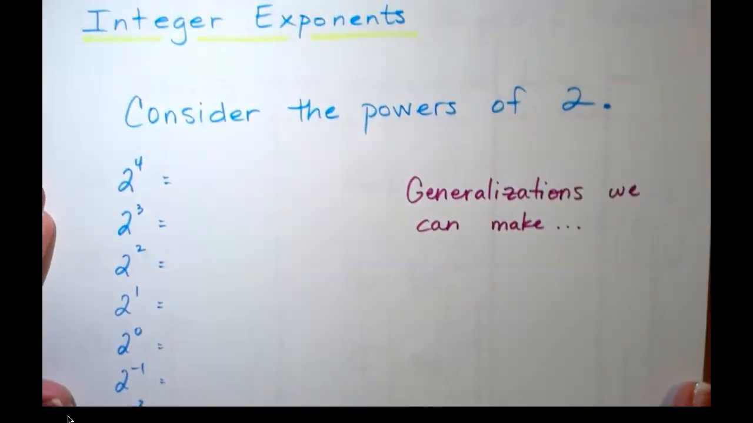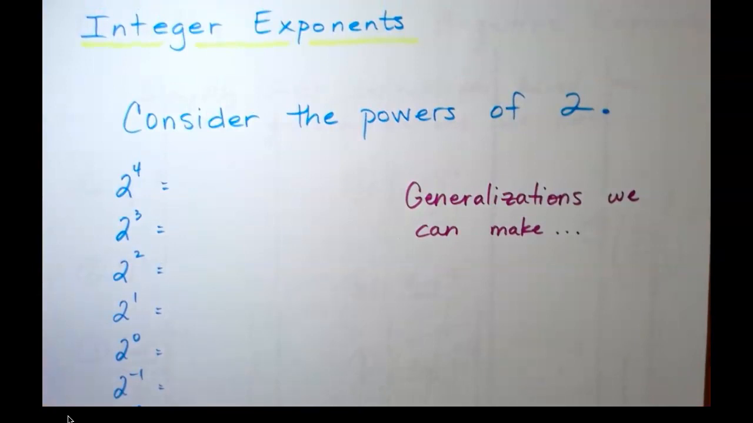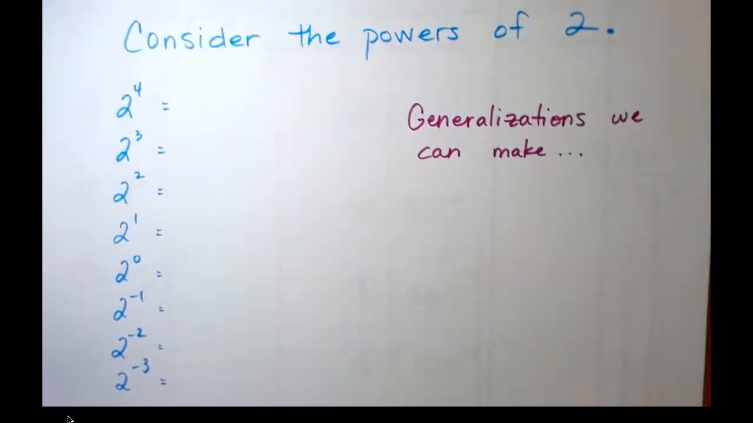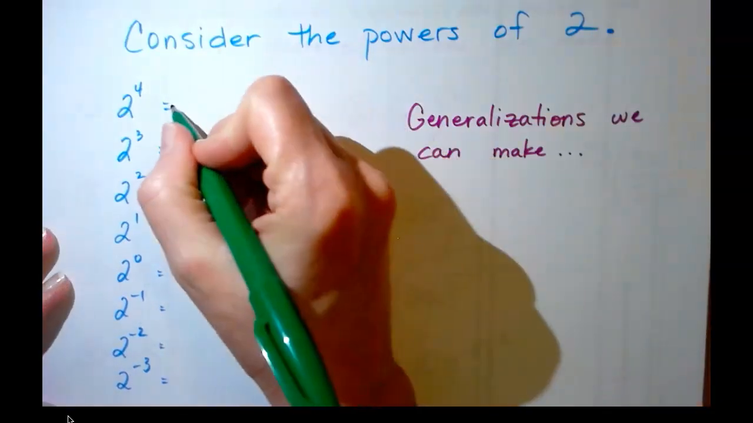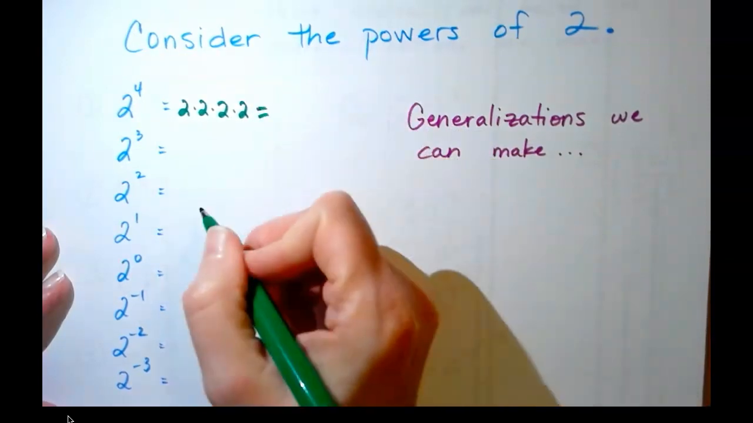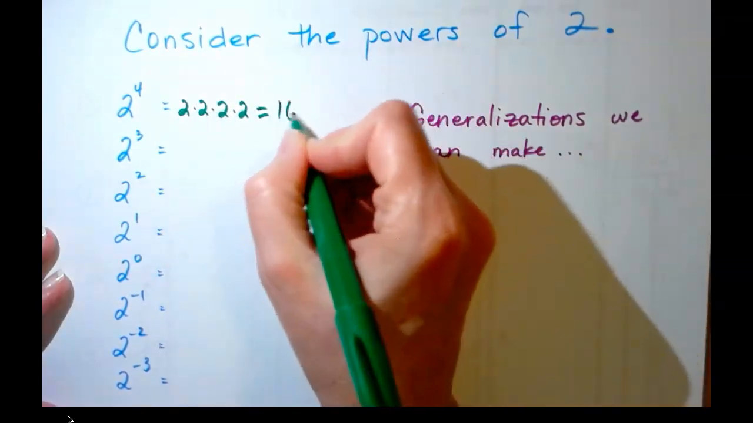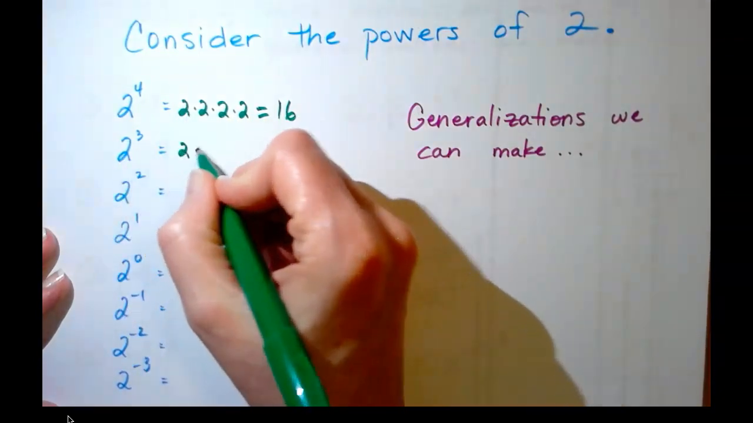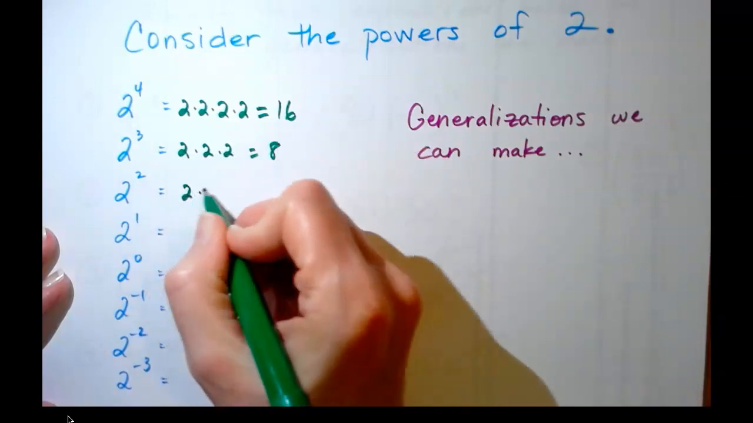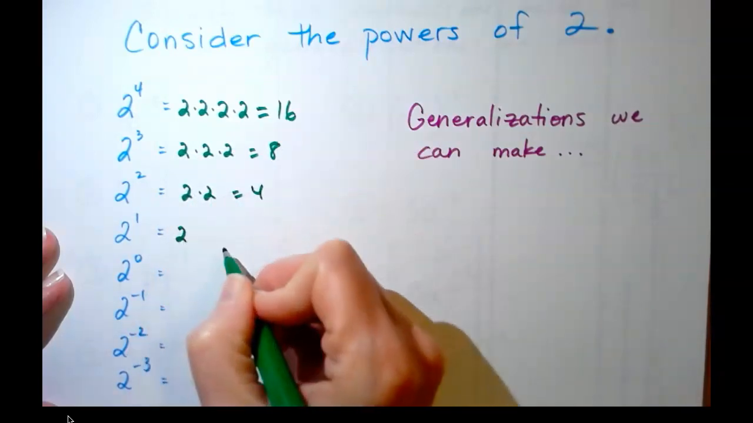So let's take a look at these powers of 2. Remember, exponentiation is just a shorthand way of writing multiplication. So let's be reminded of what these particular powers of 2 mean. 2 to the fourth means 2 times 2 times 2 times 2. And if you want to think of that as simply 4 times 4, we get 16. 2 to the third, 2 times 2 times 2. 2 times 2 is 4. 4 times 2 is 8. 2 squared. And then 2 one time.